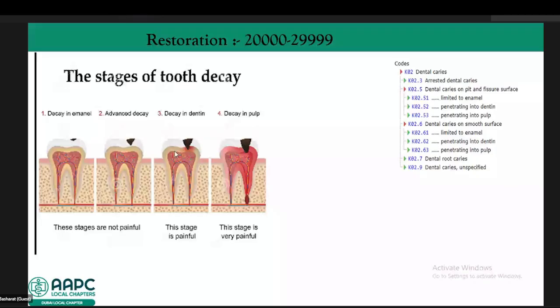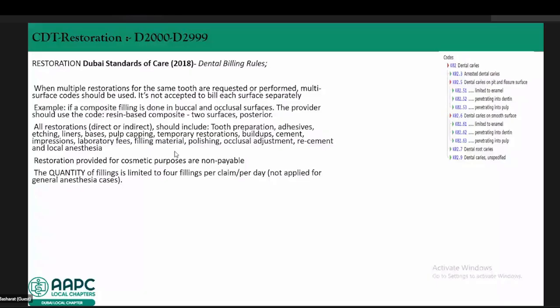So these are the D series codes for restoration for American dental coding, D2000 to D2999. When multiple restorations for the same tooth are requested or performed, a single code should be used. It's not accepted to bill each surface. For example, if one tooth has 4 surfaces, you need to assign one code. You cannot bill that code 4 times. You need to assign only one code.